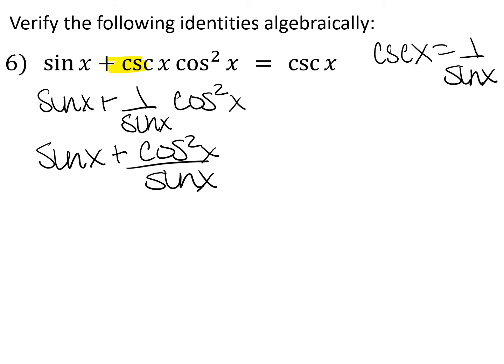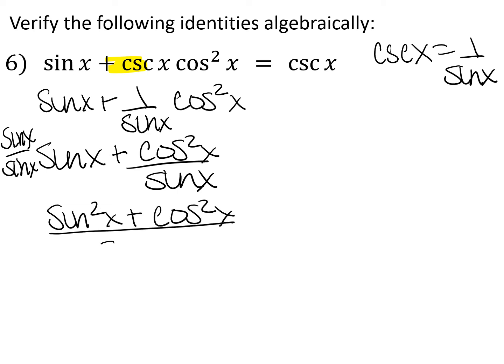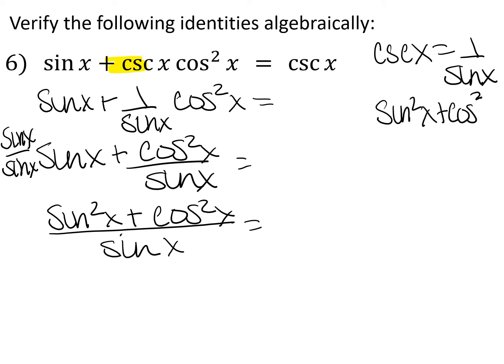I somehow want to now combine these two, so I'm going to multiply this fraction here by sine x over sine x. That'll give me sine squared x plus cosine squared x all over sine x. And I really liked that because sine squared x plus cosine squared x equals 1. Then I can see I'm getting my endgame back because right here I have that cosecant.